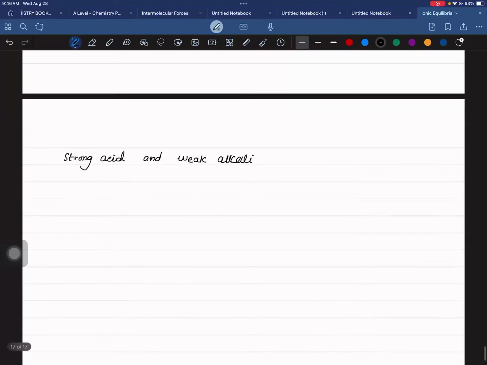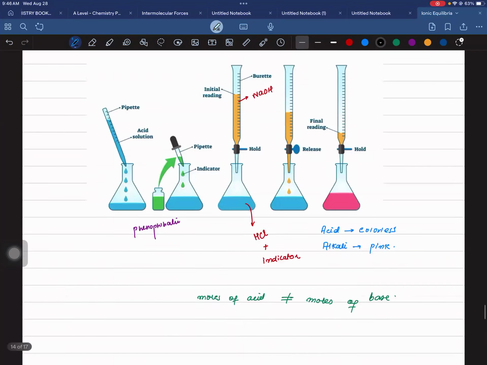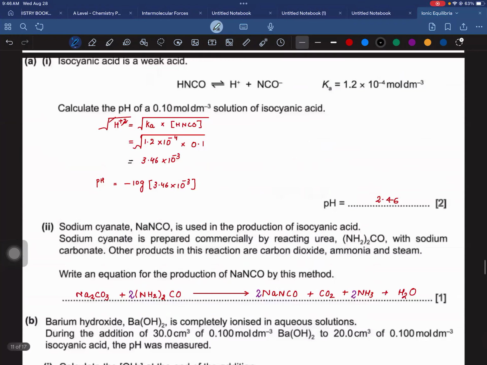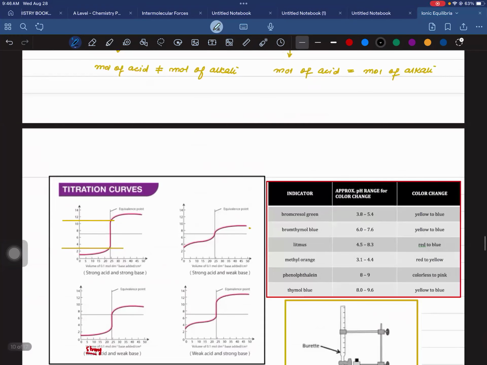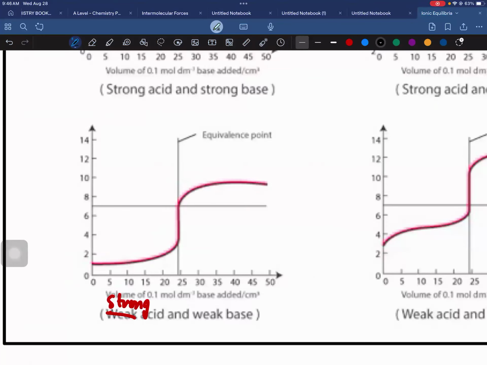Let me tell you this curve. See the curve. This is for strong acid and weak base, weak alkali. It's starting from 1, which shows that this is a strong acid, and it's ending at 8 or 9, which shows that this is a weak alkali.